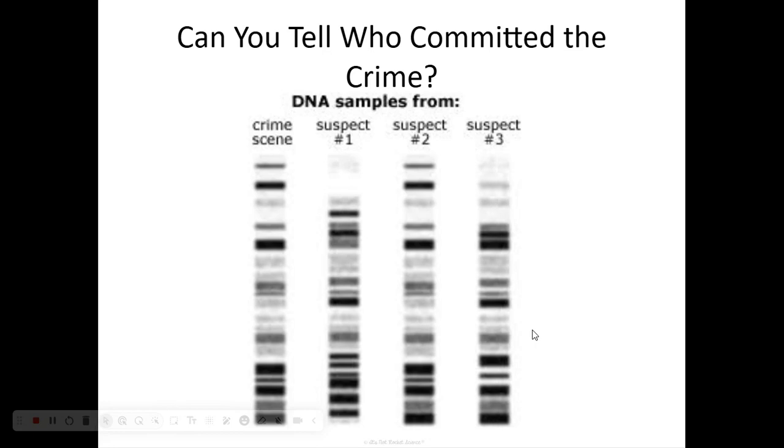DNA was gathered and extracted from 3 separate suspects, and a gel electrophoresis was run. So what a scientist here would potentially do would be to look for the pattern banding that matches the crime scene. So can you tell who committed the crime from this DNA fingerprint? Correct. It was suspect number 2. We know that it is suspect number 2 because the patterns in the crime scene DNA and suspect number 2 match completely. So that would mean that DNA must have been left behind at the crime scene.